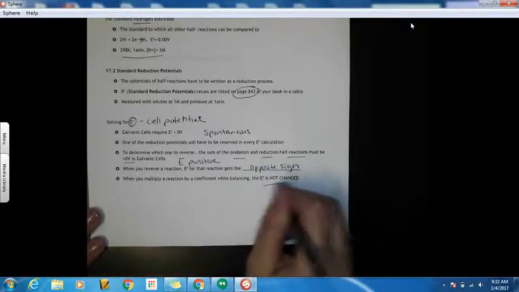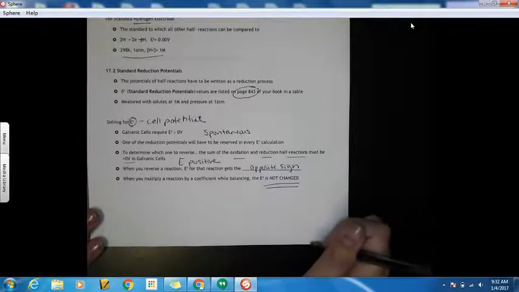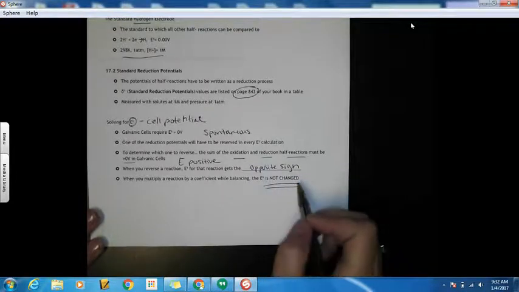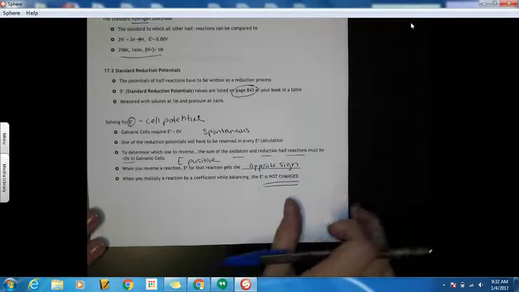Okay. So when you multiply a reaction by a coefficient, as we were doing with enthalpy and entropy and Gibbs free energy, we multiplied the value of H, S, and G for each of those by the number of moles. We do not do this for E. Okay? E is not changed when we multiply our half reaction.